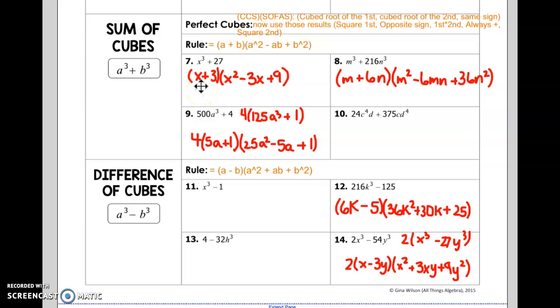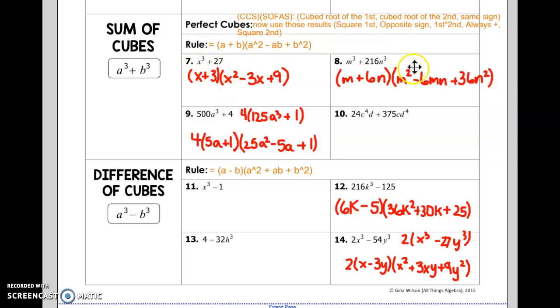So for the SOFAs, we're going to square the first term, we get x squared. O is opposite sign, so this is adding, so our sign needs to be opposite of that, which is subtracting. F stands for first times second, so I'm going to take x times 3, which is 3x. A is always add, and then the last S is square the second, so I'm going to take 3 squared, and that's 9. What's pretty crazy is if you expand this out, you should get back to the same thing.